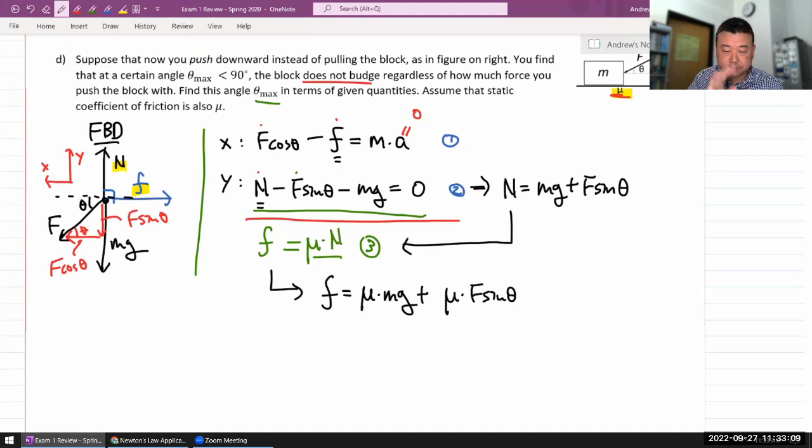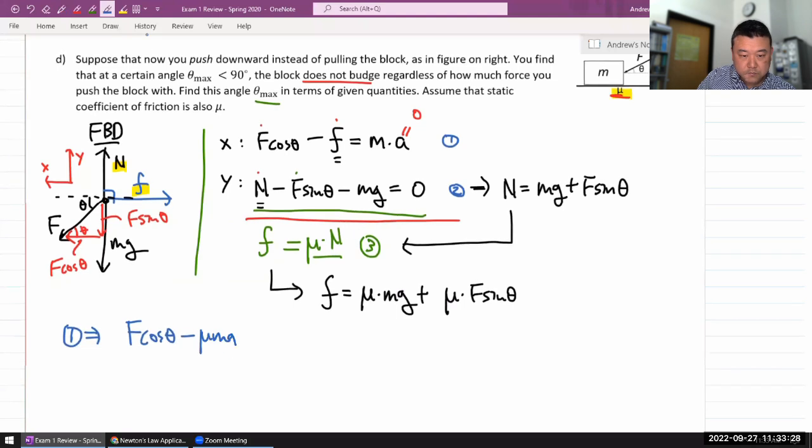Oh, and I think I see a trouble and a solution. Let me first write down that one final combined equation and talk about both. So this comes from equation one with all the substitutions. It's going to be F cosine theta minus these two, so minus mu mg minus mu F sine theta is equal to, well, not mass times acceleration, I guess, but 0.